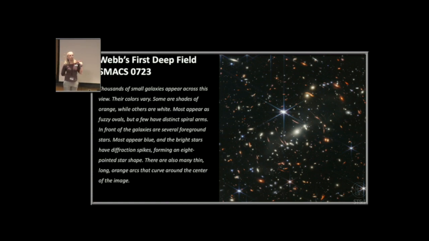Now, first of all, I'm going to read this description, and then I would like everyone to listen carefully. Okay, Webb's First Deep Field, SMACS 0723. That's the title. Thousands of small galaxies appear across this view. Their colors vary. Some are shades of orange, while others are white. Most appear as fuzzy ovals, but a few have distinct spiral arms. In front of the galaxies are several foreground stars. Most appear blue, and the bright stars have diffraction spikes, forming an 8-pointed star shape. There are also many thin orange arcs that curve around the center of the image.